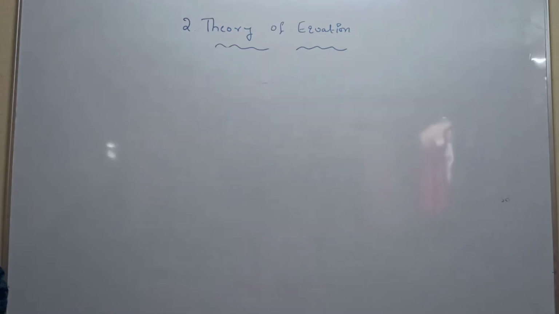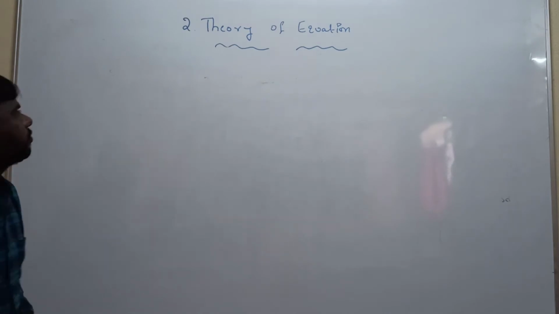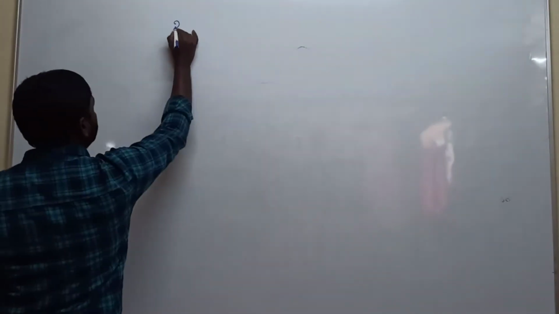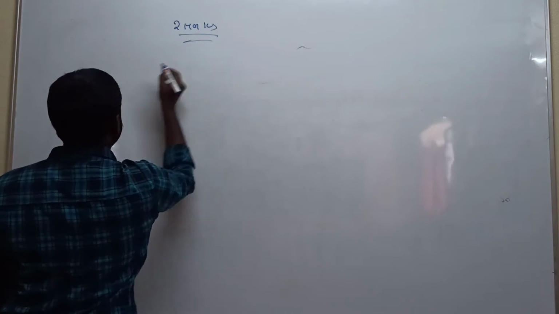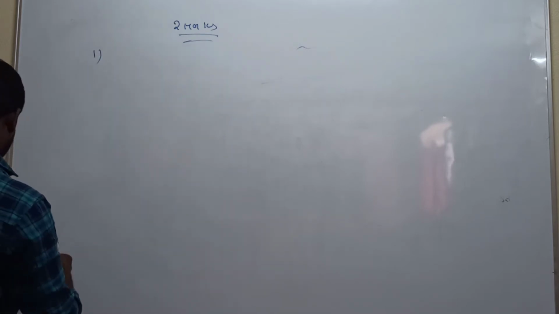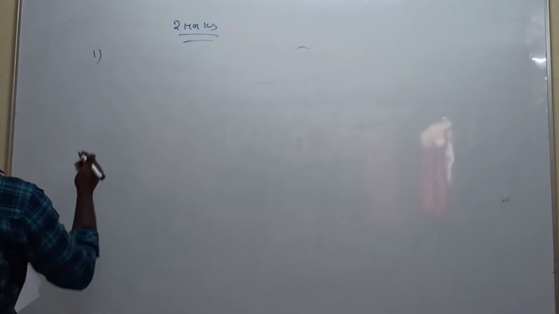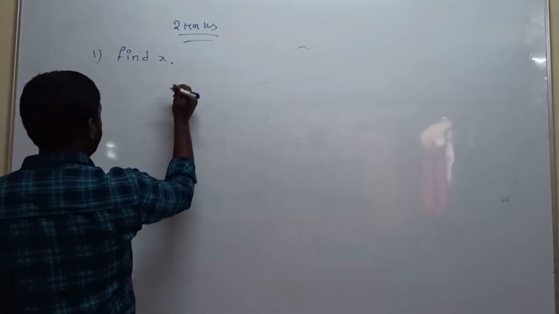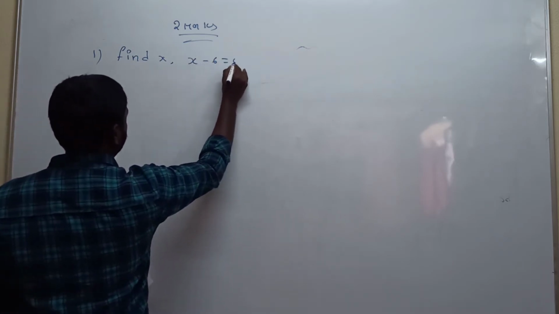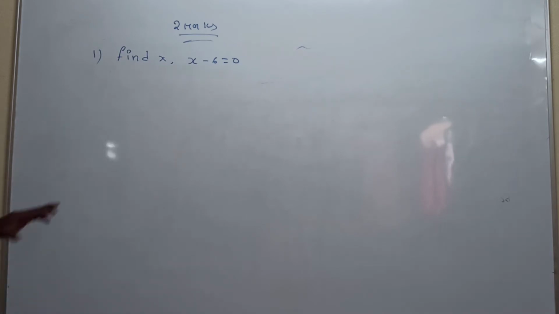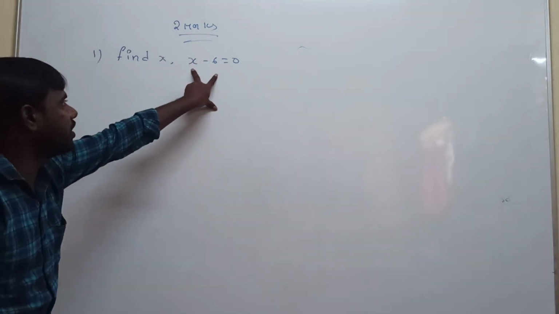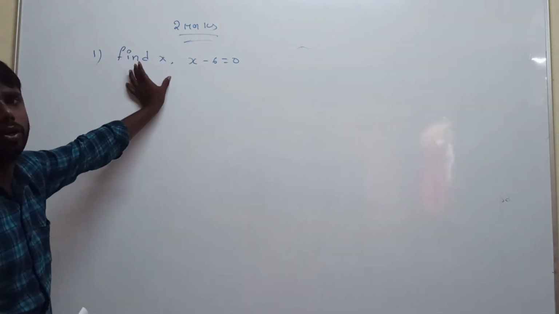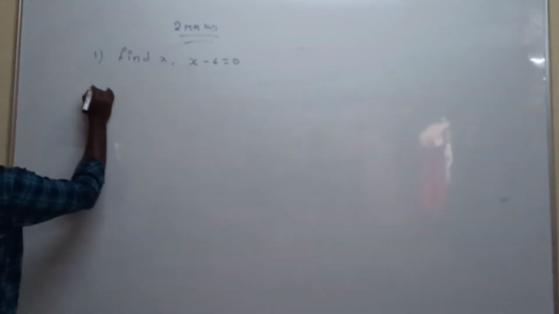So now discuss problems. How to solve the problems is very easy. These are the 2 marks questions. The first question is: find x, where x minus 6 is equal to 0. What is the question asking? Find the x. In the given equation, calculate only the x value. Everyone understood? They are asking to find the x value. They have given one equation. How to find the x value here?